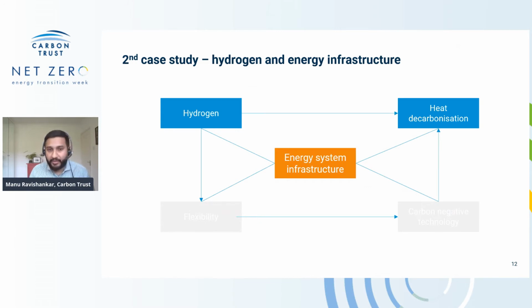Let us now turn back to the system linkage graphic and pick up our second case study example. As we did in the first case study, we will explore the implications of a partial and more complex whole systems approach. And this time we'll be focusing on the use of hydrogen across the system.